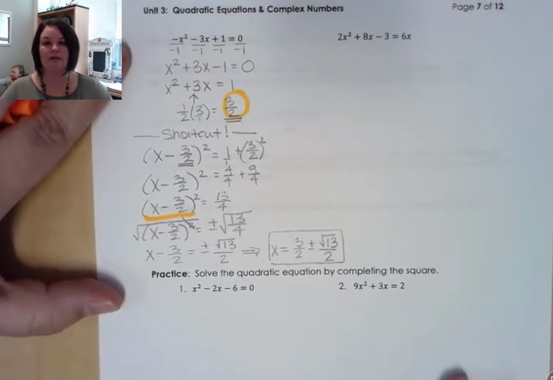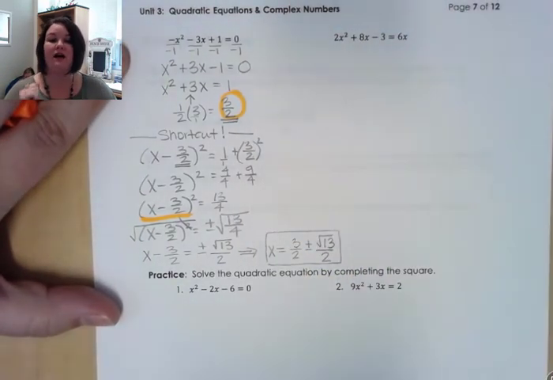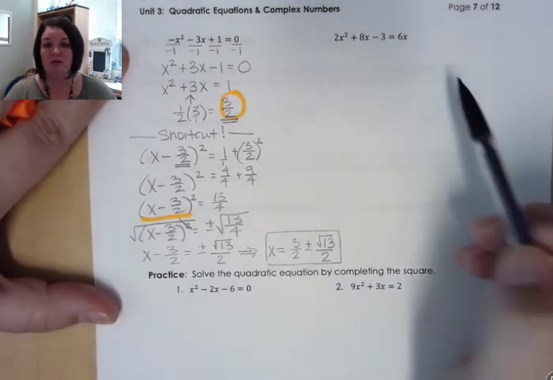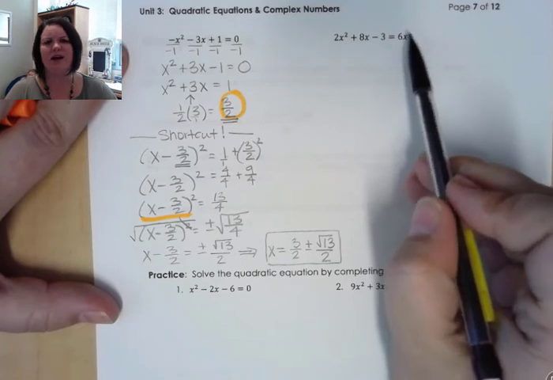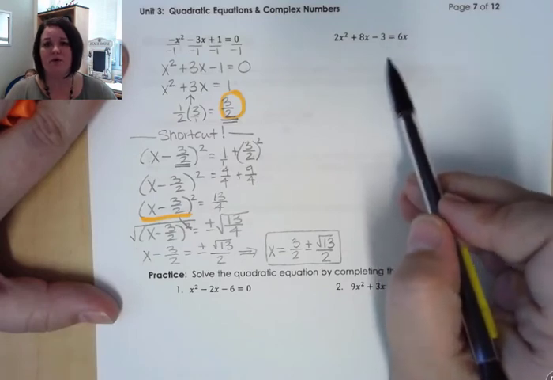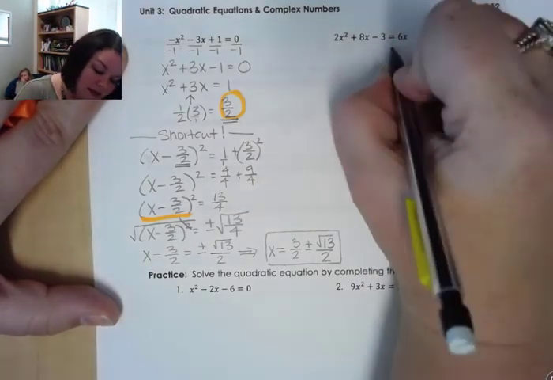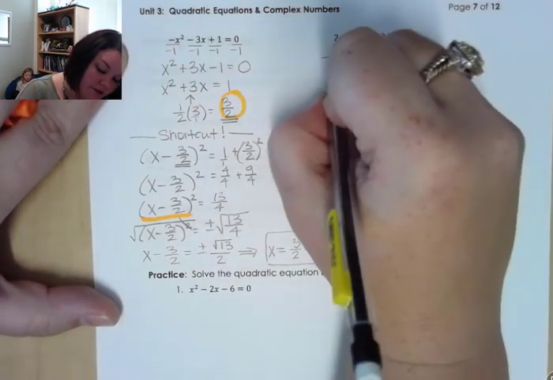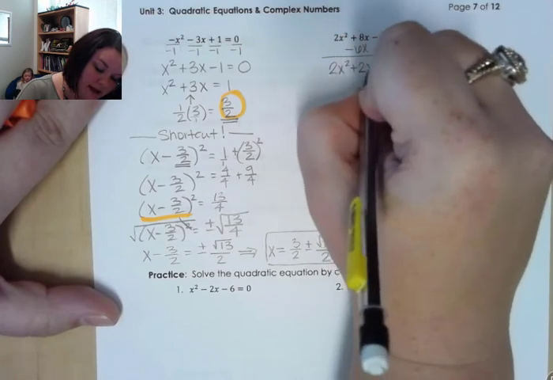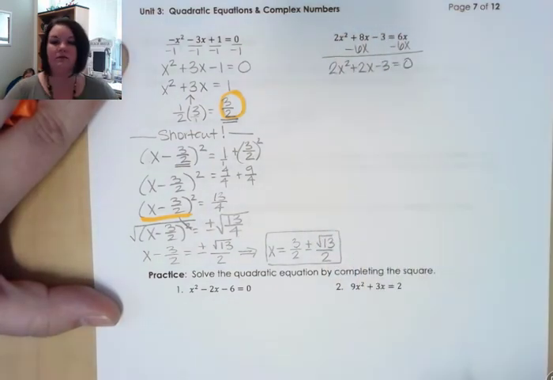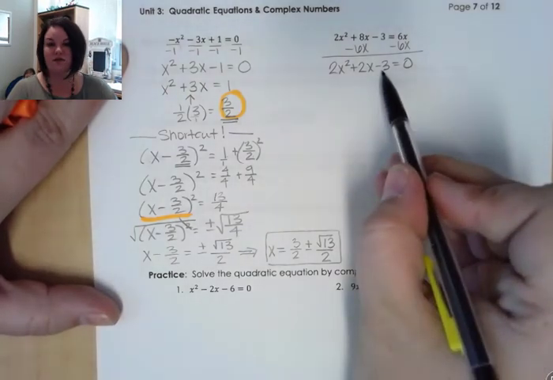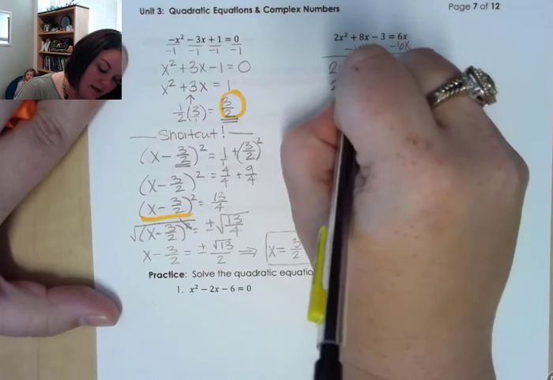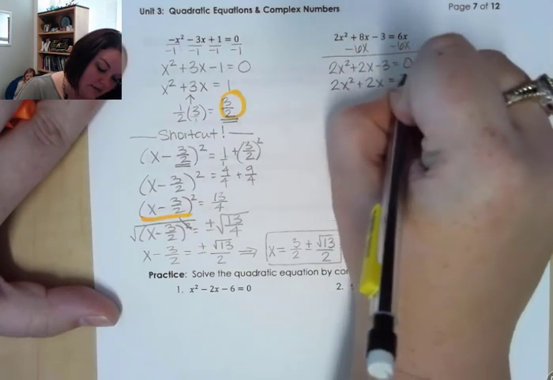Okay, all right, let me look at one more and then I will have y'all try some. So first thing we want to do is make sure it's in standard form. So notice here I have an x term randomly on the right hand side. I want to move it back over to the left. So I'm going to subtract 6x. So I have 2x squared plus 2x minus 3 equals 0. And then I don't need this 3, so I'm going to move it over to the right. So I have 2x squared plus 2x equals 3.